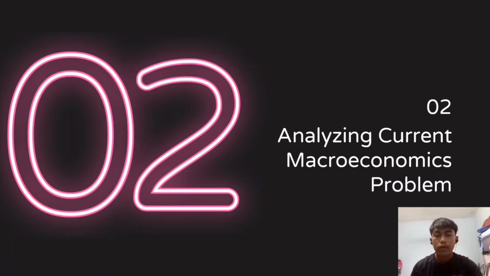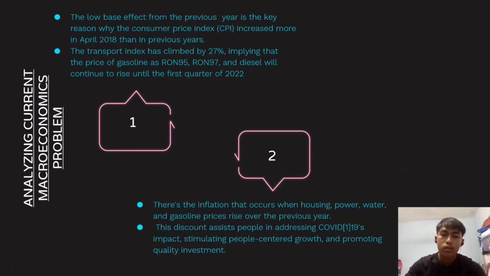Next, we are going to talk about analyzing current macroeconomic problems. According to the article, the low base effect from the previous year is the key reason why the Consumer Price Index (CPI) increased more in April 2018 than in the previous year.